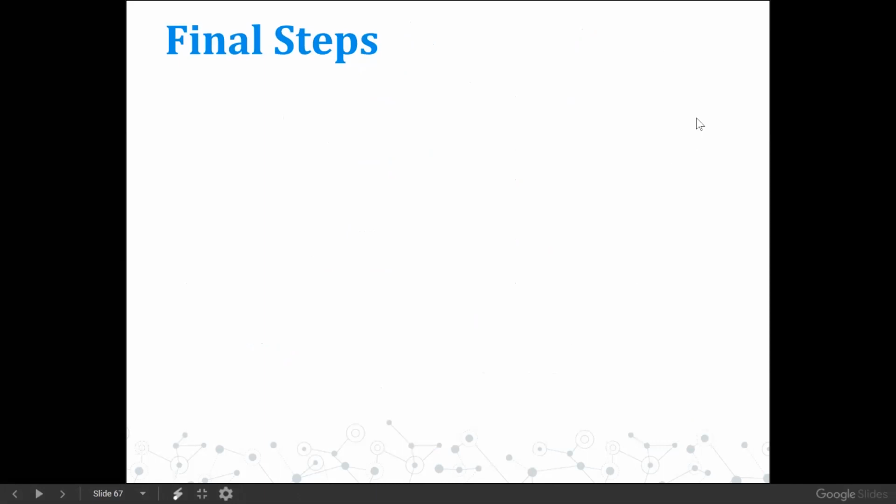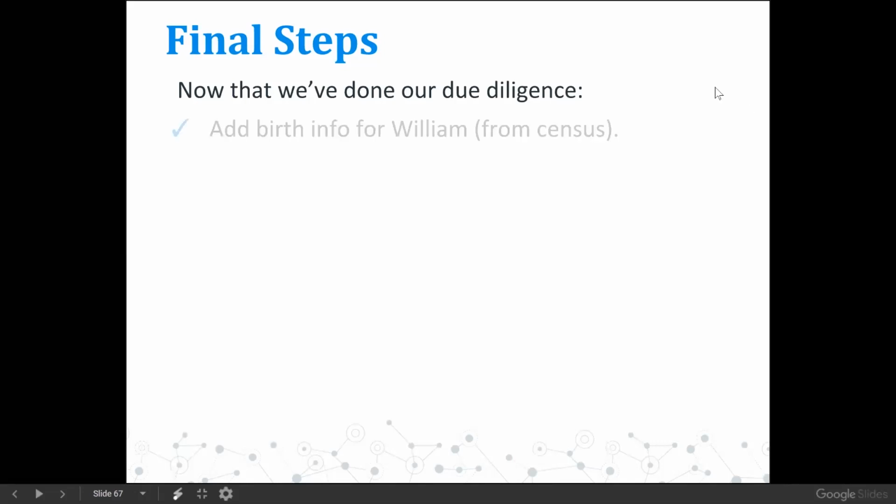So the final steps, now that we've done our due diligence, this is what we're looking at doing. The thing is, we've done the hard part. We've done the thinking. We've done the researching. Now it's basically just dotting our I's and crossing our T's. I'm just going to list the things that we need to do, but we're actually not going to demonstrate those on the screen. We need to add birth information for William from the census because his current record was an extracted parent record with no birth information.